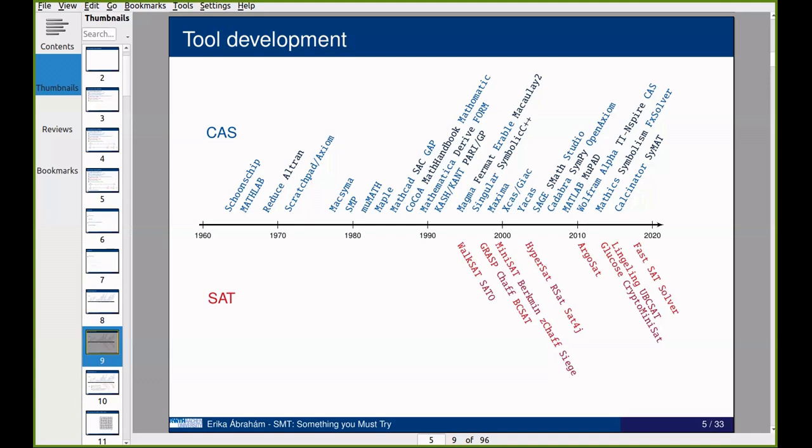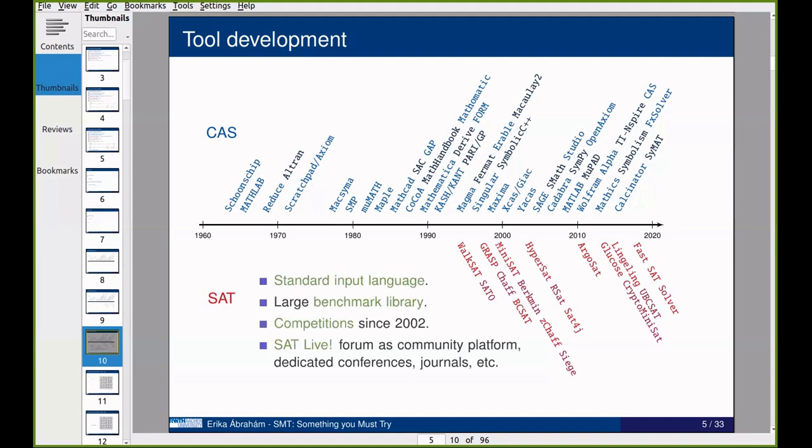And people needed powerful tools that could solve really large formulas in small time. So they were working on it, and in the 90s, a new idea came up to make these tools really very powerful. There is a big community behind SAT solving. There is a standard input language, a really huge benchmark library which you can use to test your tools and also to execute competitions, which are there since 2002. There is a satellite forum for exchange and communication. There are dedicated conferences like the SAT conference and journals.